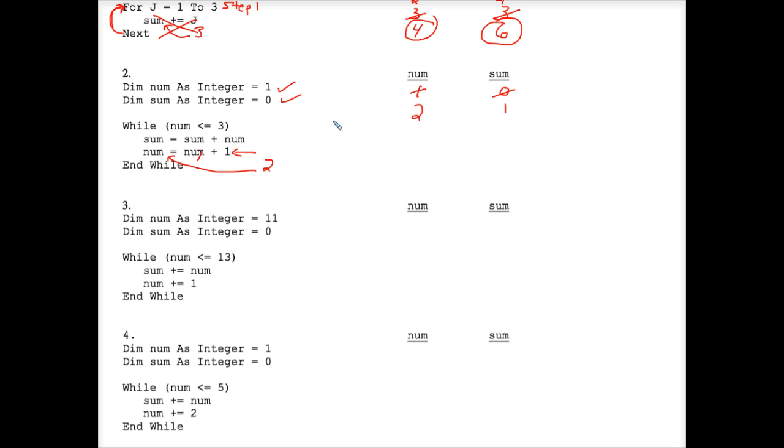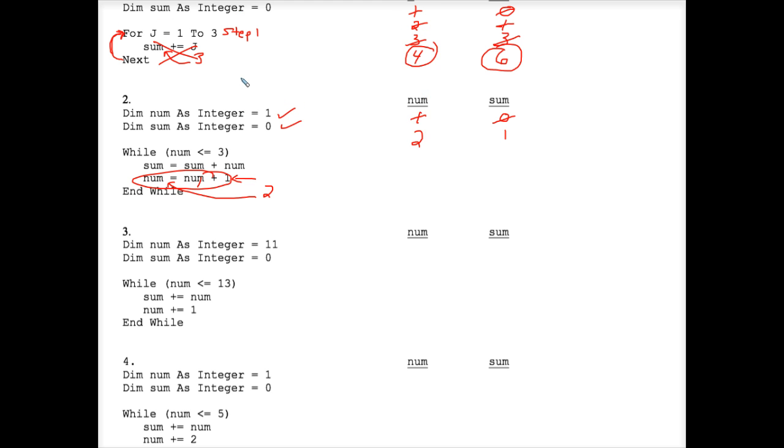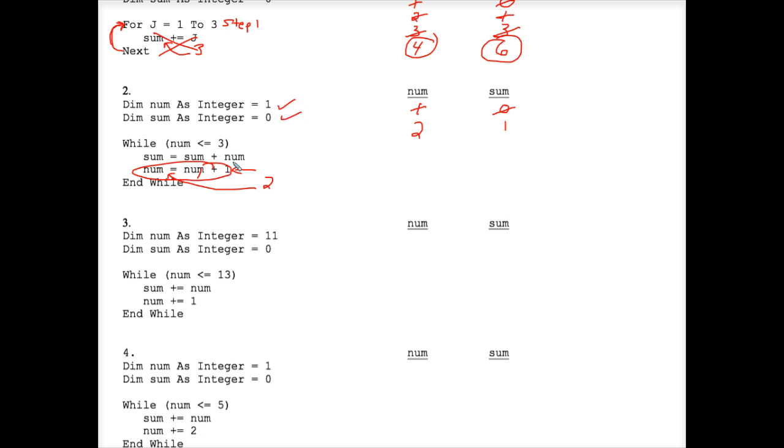That's like step 1. This line of code is kind of like that J step 1 up above. Just make a note of that. And anyway, we hit the phrase end while now.